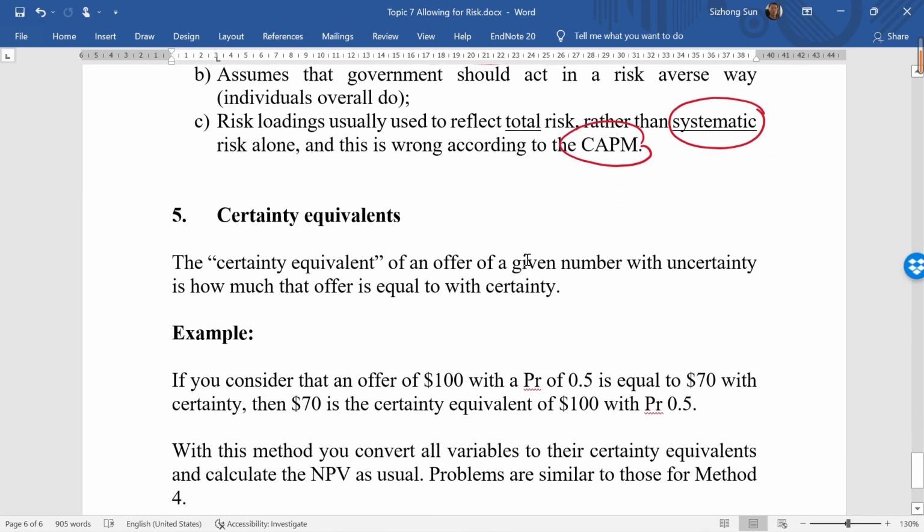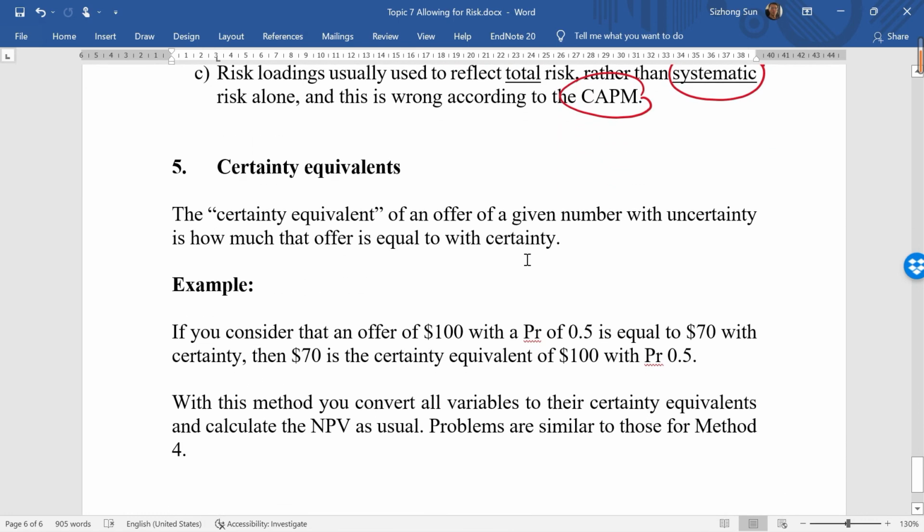The fifth approach is called certainty equivalence. The idea is to ask, given the risks of benefits and costs in the future, what's the certainty equivalent amount? And let's use this certainty equivalent amount of benefits and costs in computing the NPVs. The certainty equivalent of an offer with uncertainty is how much that offer is equal to with certainty.